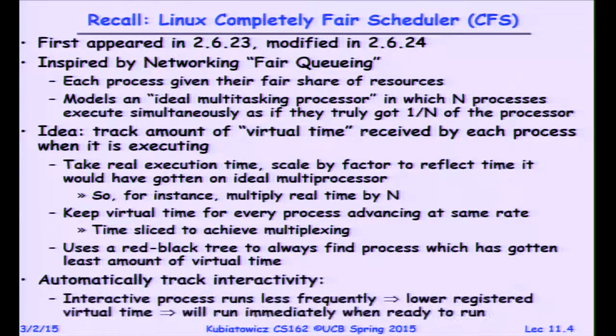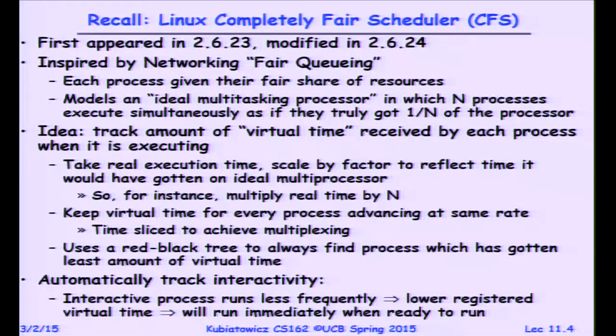This automatically tracks interactivity in some way, because if you're interactive and you go to sleep all the time, then you don't get virtual time. Everybody else does. The moment you wake up, you're way behind. The scheduler says, I have to give you some time, and you get to go with high priority. That's the essential way this gets you that interactive factor. I realized I didn't talk about this a lot last time; I kind of zoomed through it. Were there any questions on this?